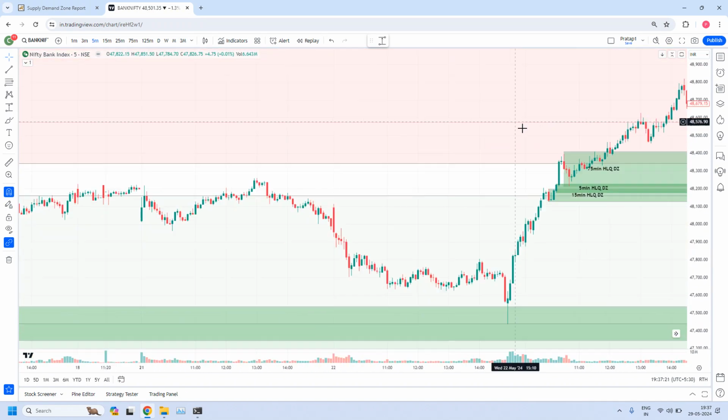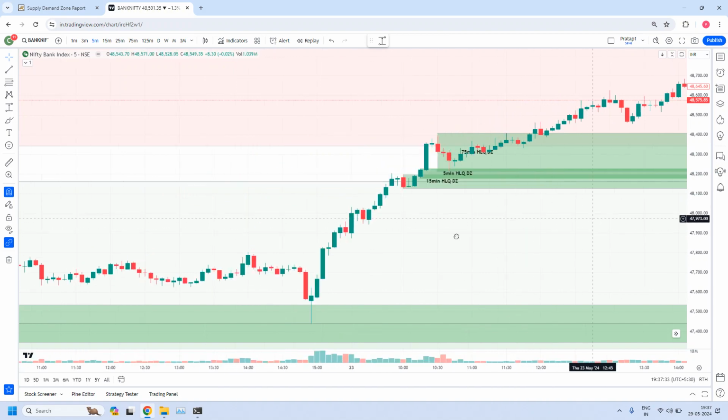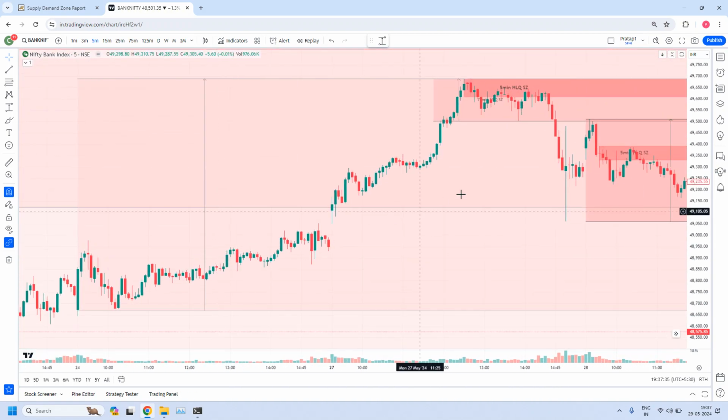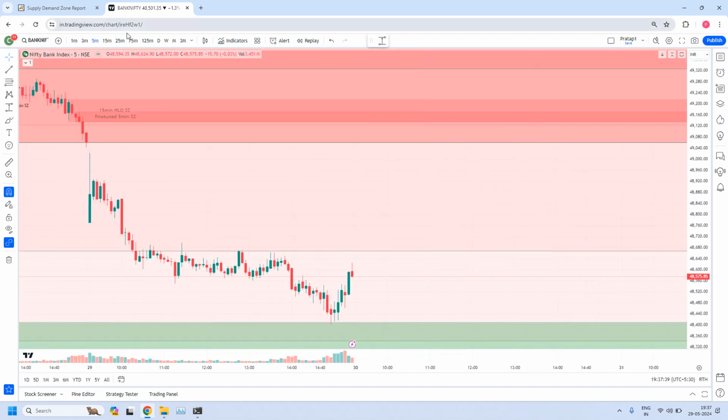We already drew this zone. 23, 5, 10, 30, rally base rally. This is the bridge between the 75 minute zone and the 15 minutes high liquidity demand zone. Okay, now let us draw the newly created high liquidity supply zones.